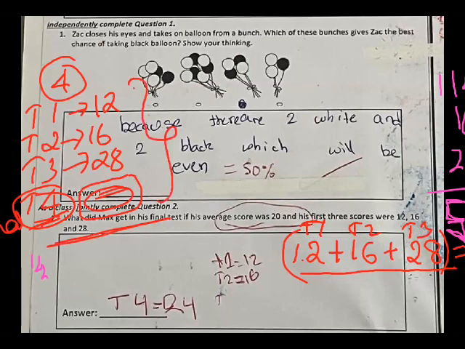Average ka matlab hota hai. What does average mean? When you add all of these and divide it by 4, they have given the average mark, that is 20. Okay. Average of all of this they have given, it is 20.